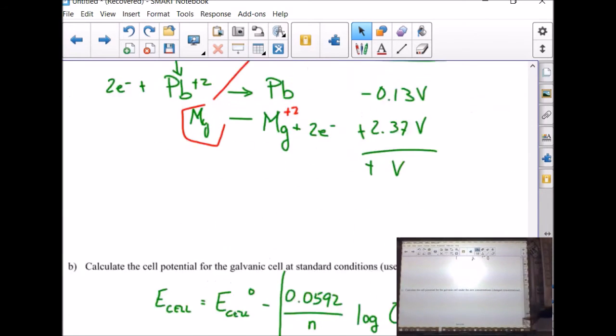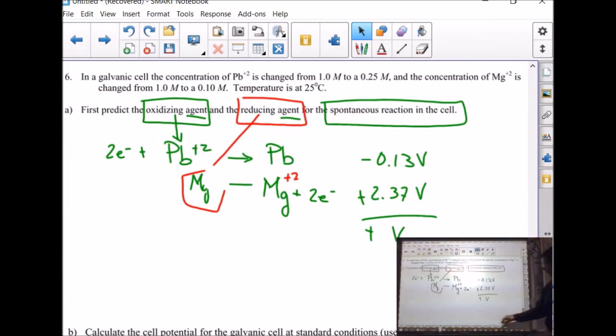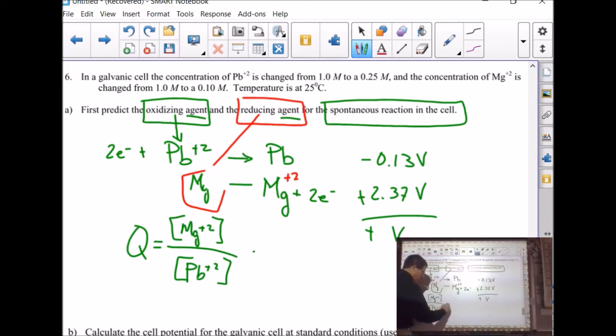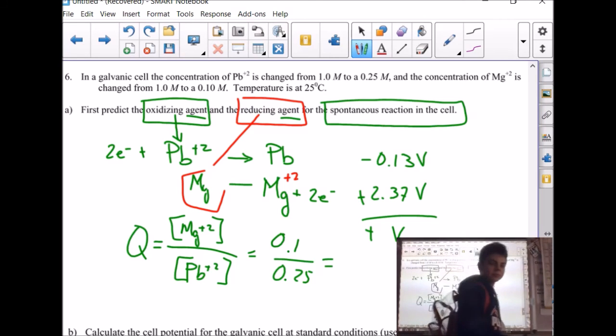Let me ask you this. Let's do the Q before the bell rings. What will the Q look like? Products over reactants. So magnesium plus 2 over lead plus 2. So 0.1 over 0.25. Is that less than or greater than 1? Less than 1. So the voltage will go up. So when you do your calculation, it should get higher.